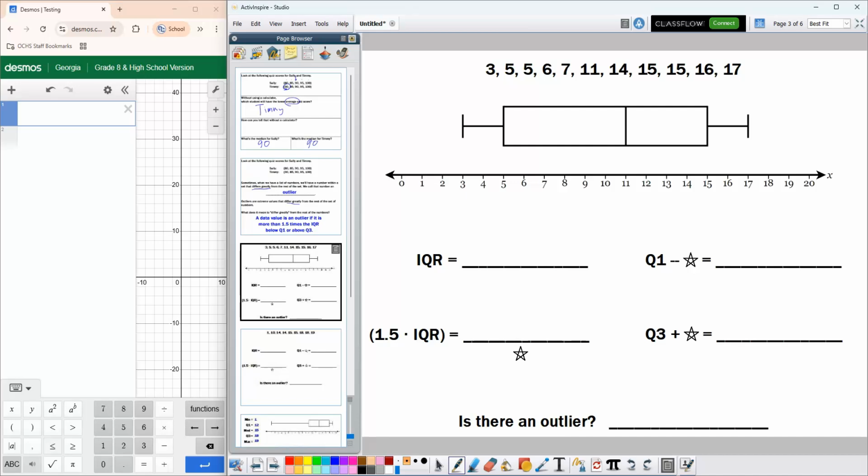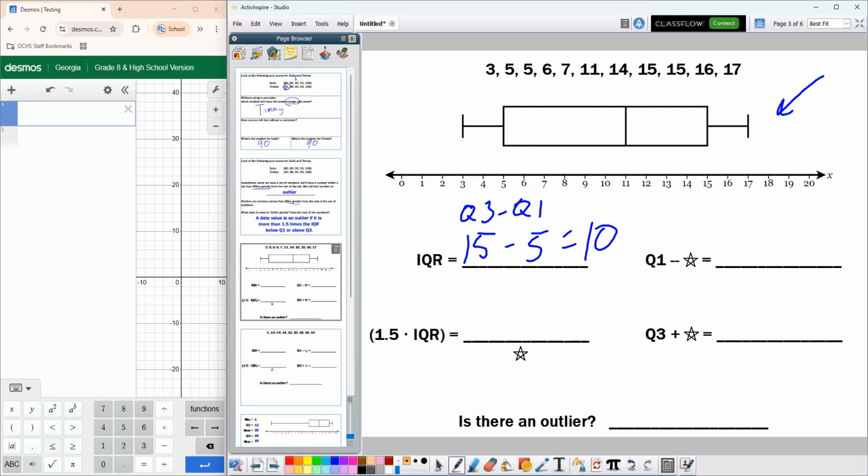So let's find the IQR. Whoa, I've got a box and whisker for you right here. That helps out. The IQR is Q3 minus Q1. What's Q3 up there? Q3 would be 15. Minus Q1, which would be 5. So my IQR is 10.